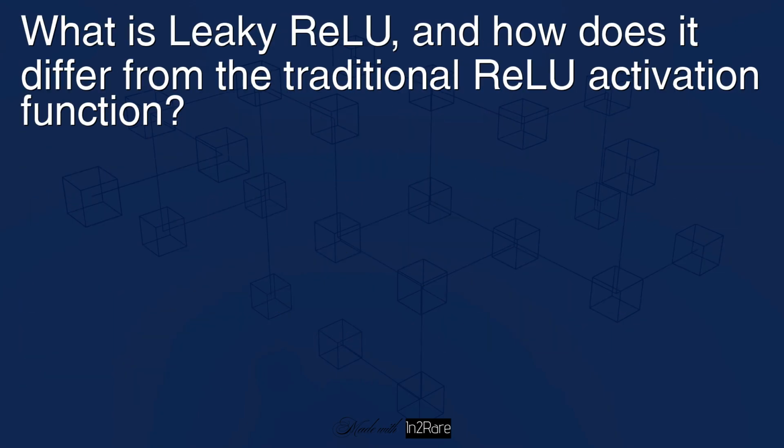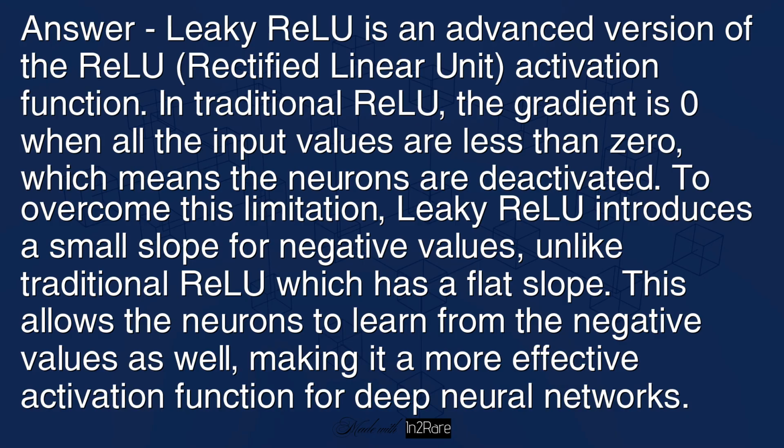What is leaky ReLU, and how does it differ from the traditional ReLU activation function? Answer: leaky ReLU is an advanced version of the ReLU rectified linear unit activation function. In traditional ReLU, the gradient is 0 when all the input values are less than 0, which means the neurons are deactivated. To overcome this limitation, leaky ReLU introduces a small slope for negative values, unlike traditional ReLU, which has a flat slope. This allows the neurons to learn from the negative values as well, making it a more effective activation function for deep neural networks.